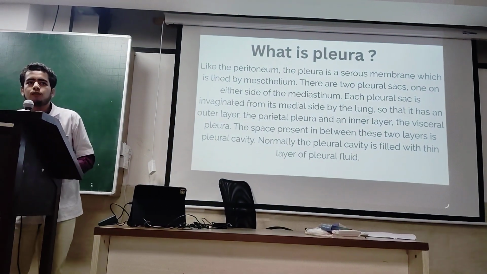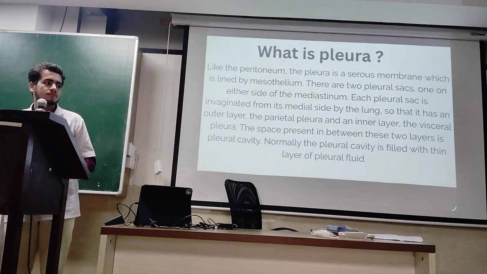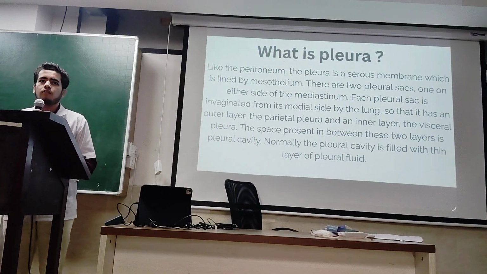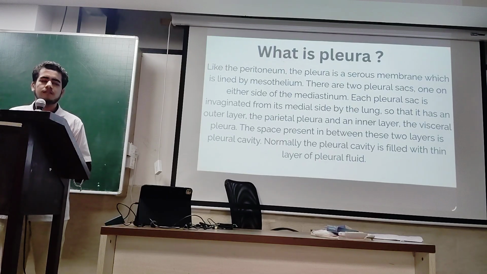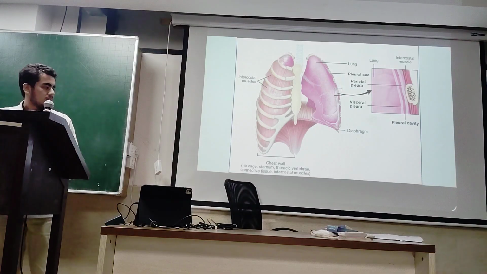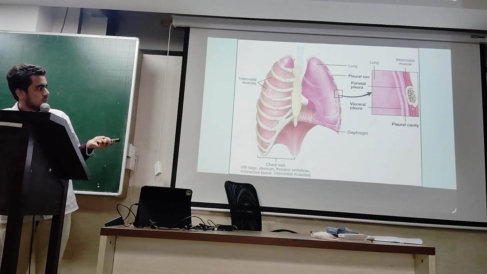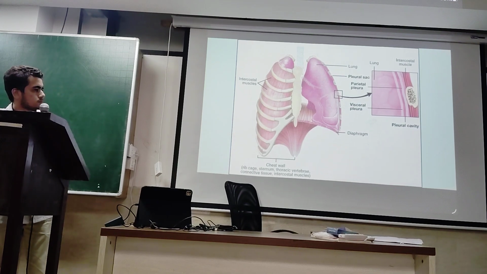Firstly, let us know what is pleura. Like the peritoneum, pleura is a serous membrane which is lined by mesothelium. There are two pleural sacs, one on each side of the mediastinum. Each pleural sac is invaginated from its medial side by the lungs. So it has two layers, the outer layer parietal pleura and the inner layer visceral pleura. The space between these two layers is called the pleural cavity, and this cavity is filled with a thin layer of pleural fluid.